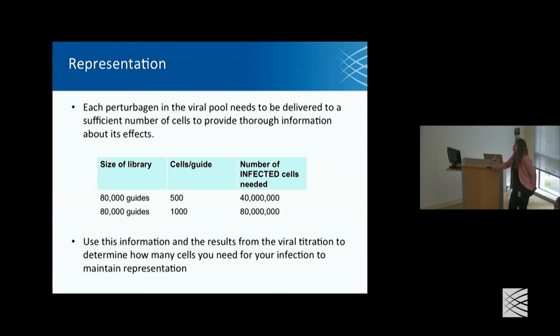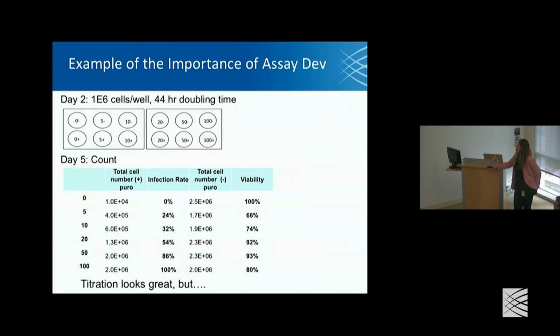With positive selection, we like to have more than that. We like to have a higher number of cells per guide, and so if you do that, you'll need more infected cells, and you're going to want to use the results from the virus titration with the infection rate and your viability to determine how many cells you need for your infection, along with the number of replicates you're choosing to do to maintain representation.